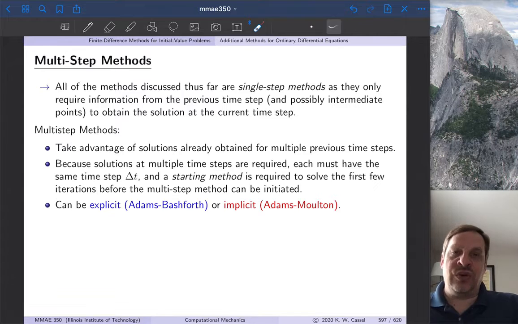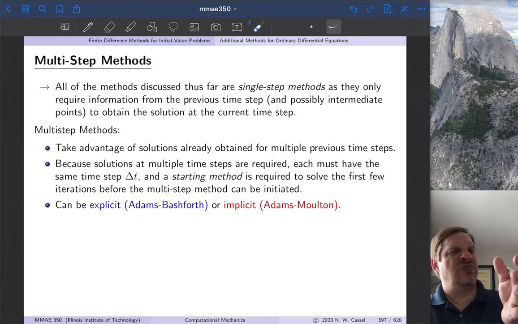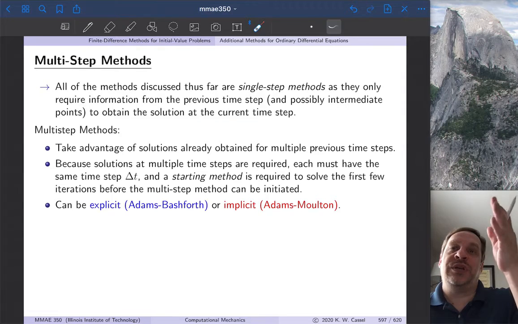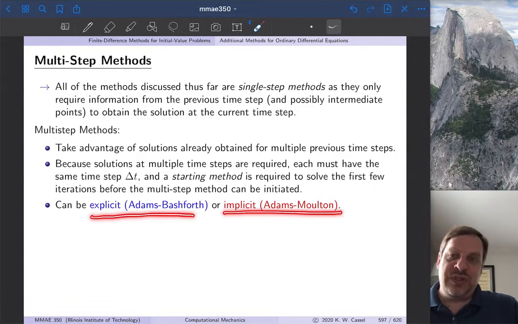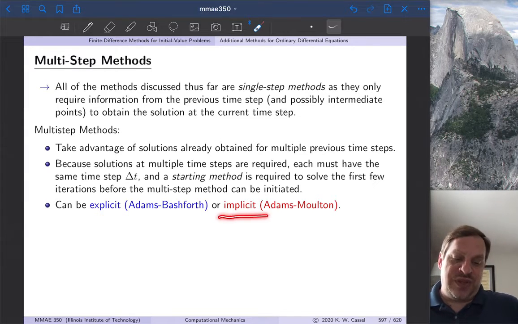Multi-step methods, again, the whole idea is rather than throwing away all the information at previous time steps as we go to the next time step and only using the first previous time step, we can keep the solution and use the solution for multiple time steps. There are two basic approaches. One is explicit, one is implicit, and the explicit methods go by the name Adams-Bashforth, and the implicit methods go by the name Adams-Moulton. One of the issues with multi-step methods, and I hinted at this in an earlier discussion, is that you now do need a starting method.